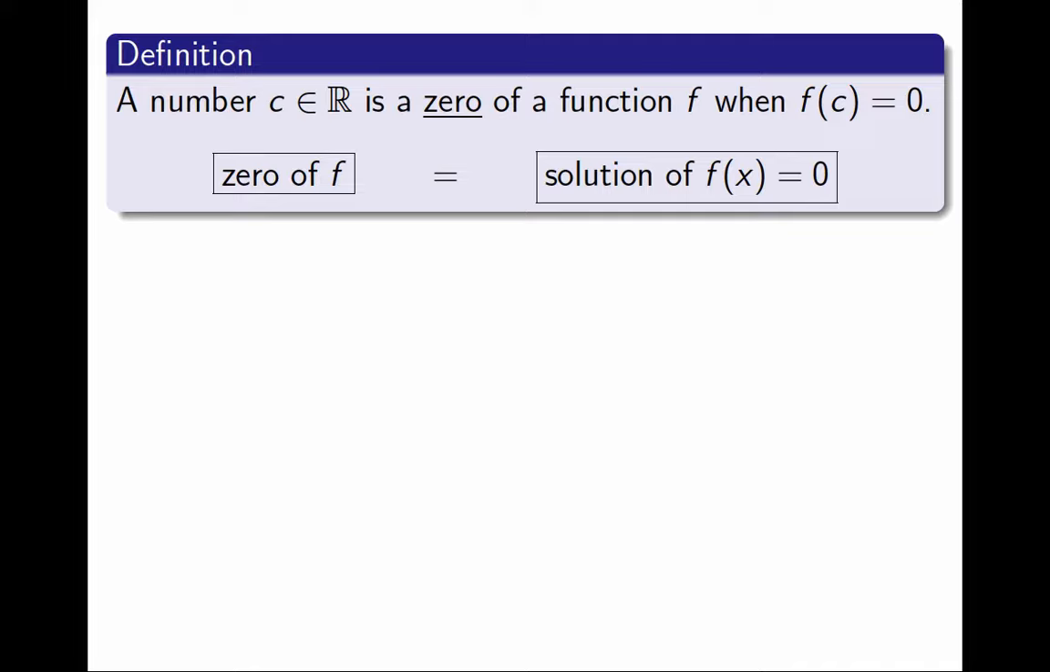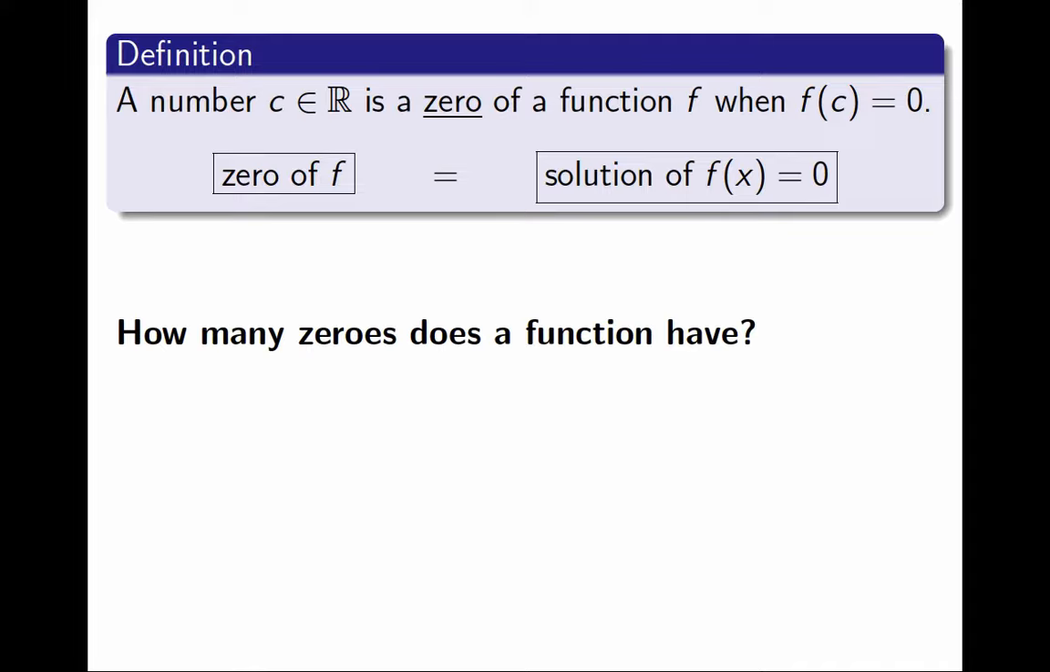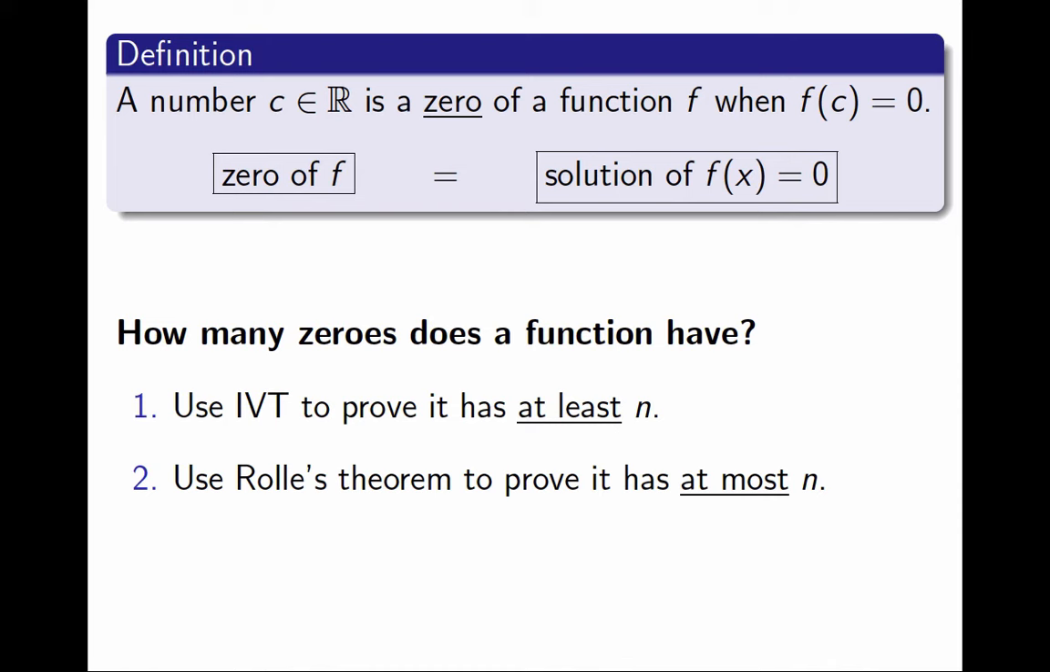Now that we have the right terminology, how do we find out the number of zeros of a function? A common strategy uses two steps. First, use the intermediate value theorem to prove that the function has at least a certain number of zeros. Second, use Rolle's theorem to prove that the function has at most a certain number of zeros. And if the two bounds agree, we're done.